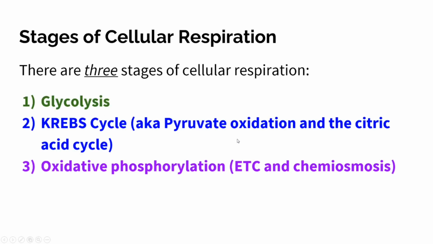But basically, when we get into cellular respiration, there are three major stages that we want to cover. The first one is going to be glycolysis. Basically, every organism that does some form of cellular respiration does glycolysis. Even bacteria do glycolysis. Not everything will do the Krebs cycle, and not everything will do oxidative phosphorylation. But we'll talk about each one of these individually. The first one being glycolysis.